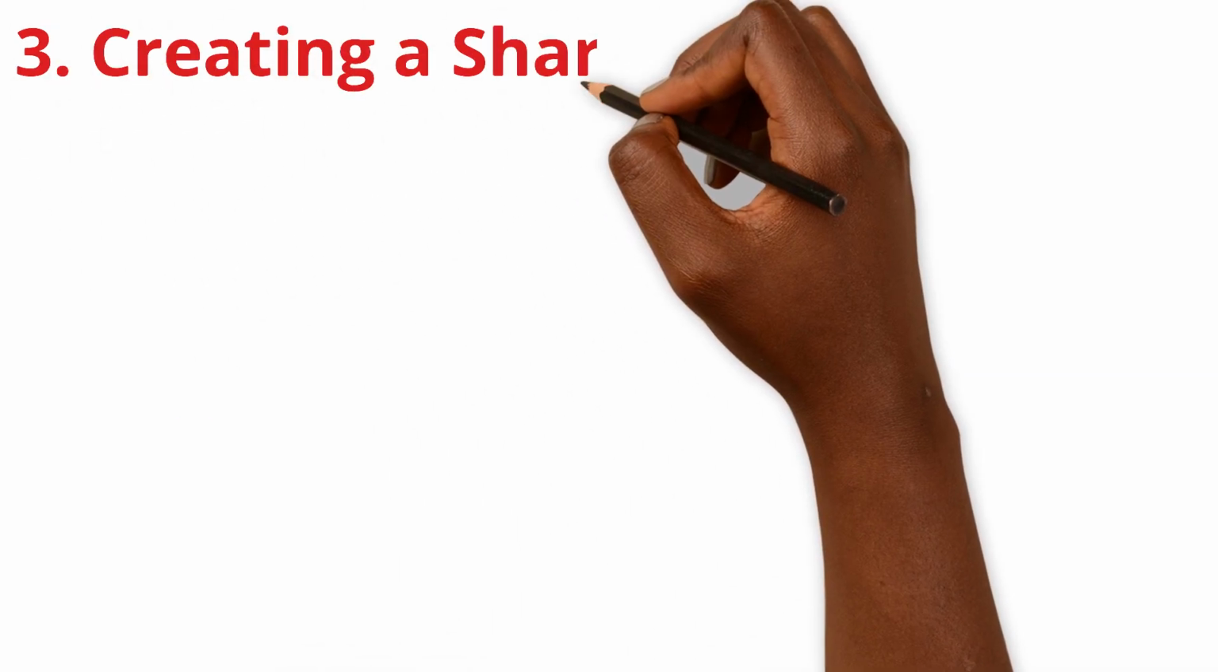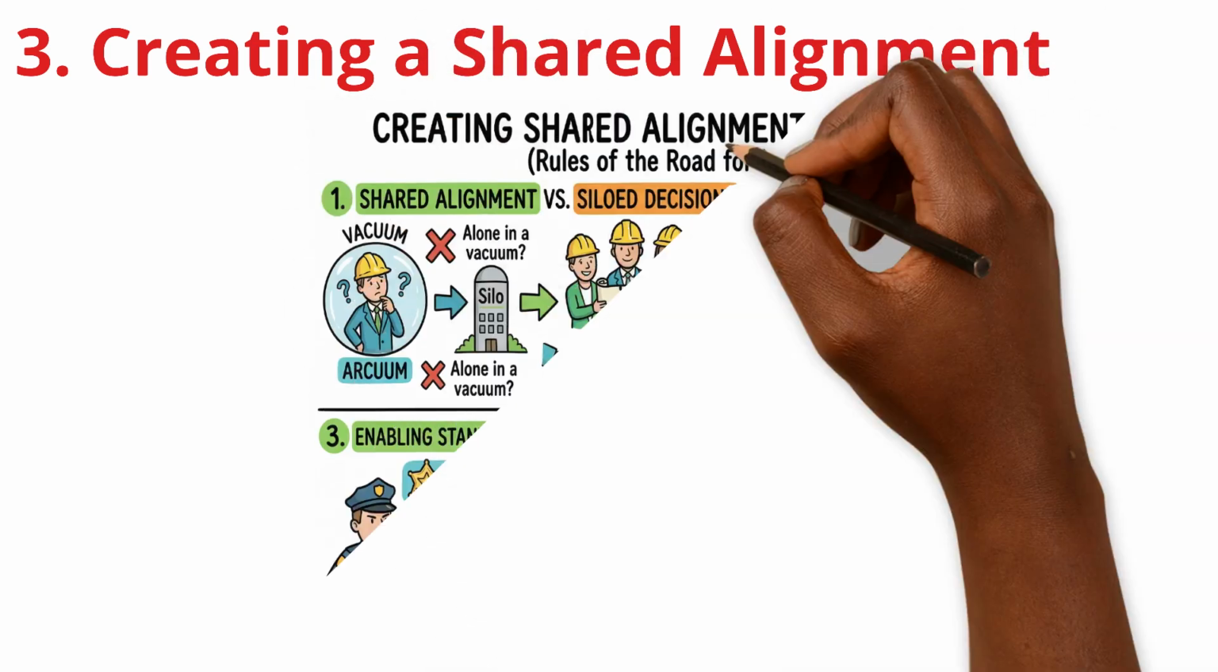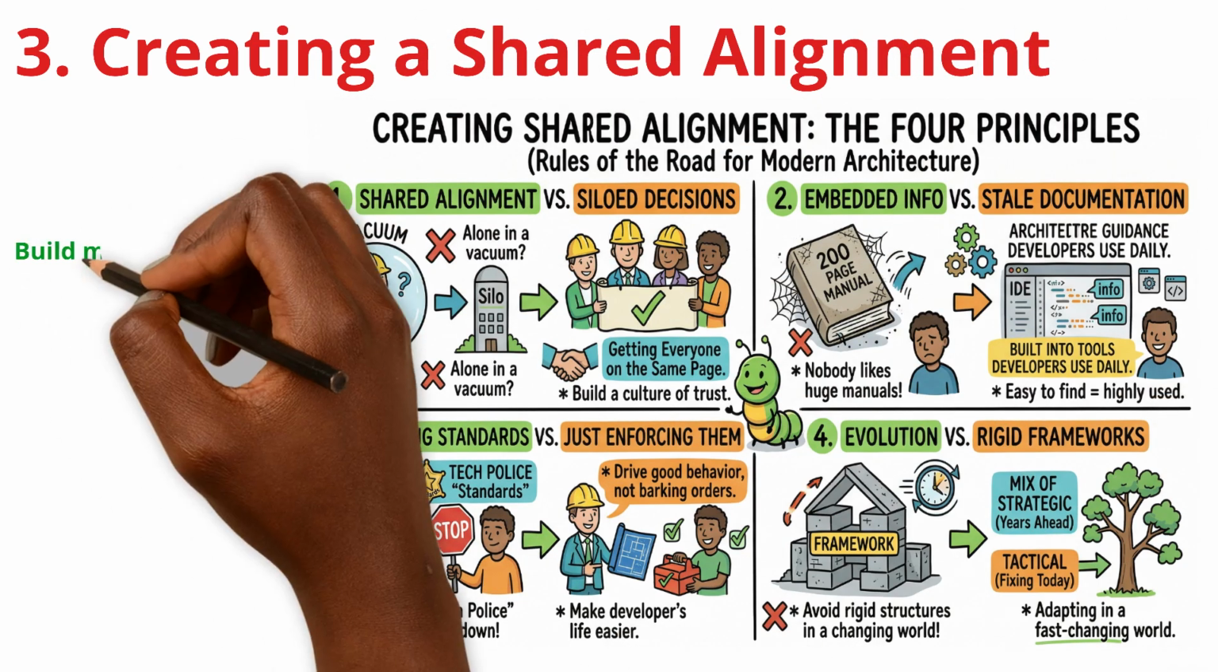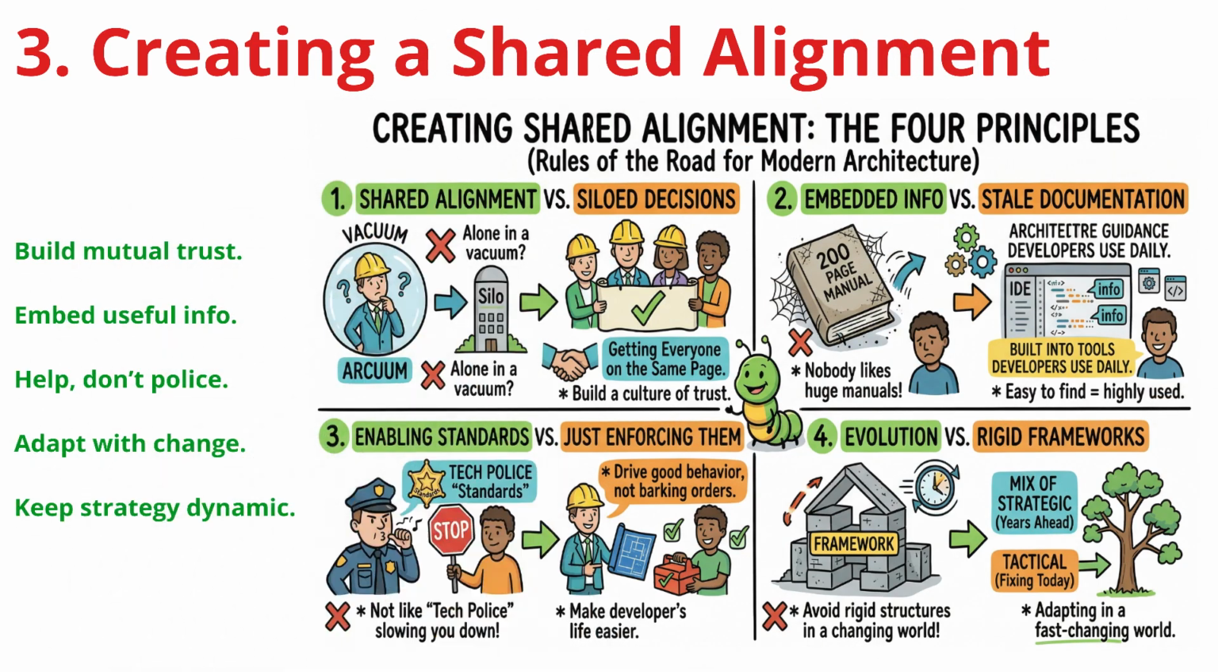To ensure a strategy actually works, we must follow 4 core rules of the road. First, we must prioritize shared alignment over siloed decisions. We need to stop one person from making choices in a vacuum, which breeds confusion. Instead, architects must work to get everyone on the same page, building a necessary culture of trust.